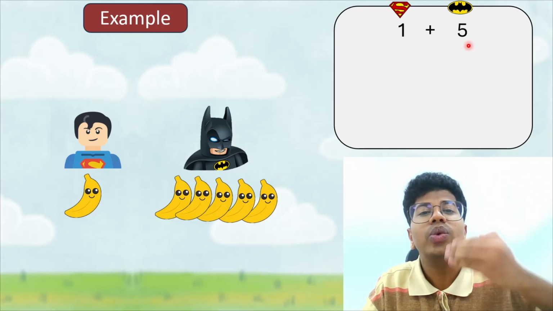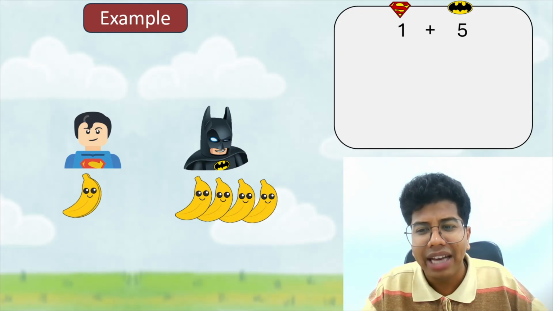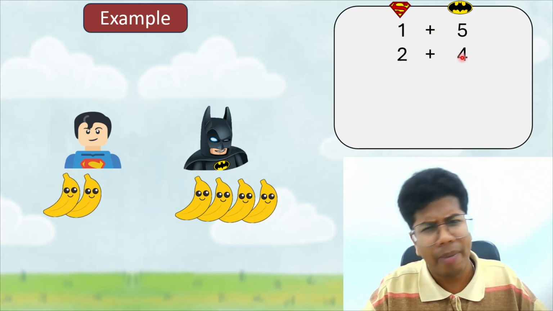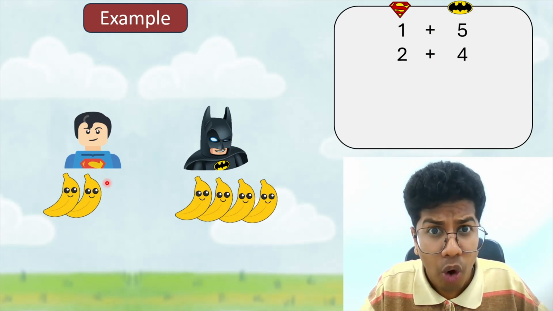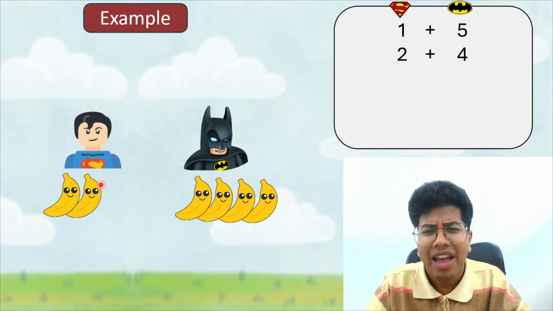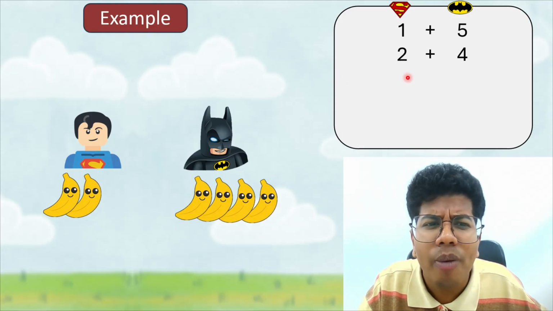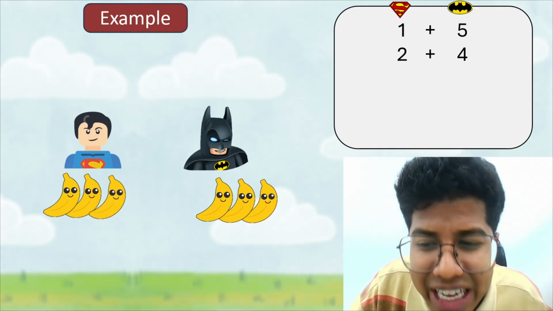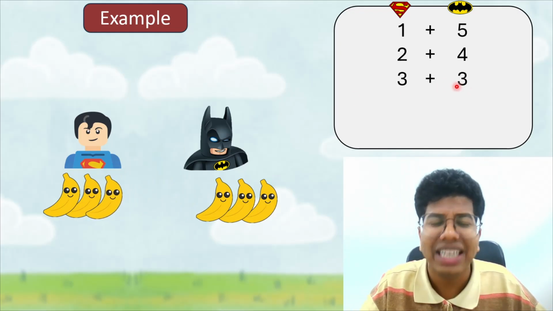Now, let's try to increase the number. Superman now is 2. If Superman has 2, the remaining 4 go to Batman. Now, if I try to increase more, Superman, how many? Very good, it's just 3. If 3 is with Superman, how many remain for Batman? Again 3. So here we have distributed equally, that is 3 and 3.